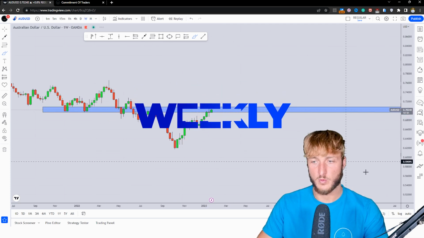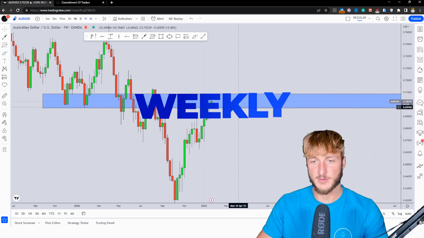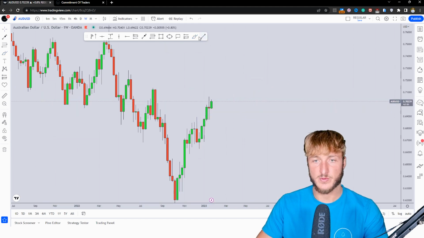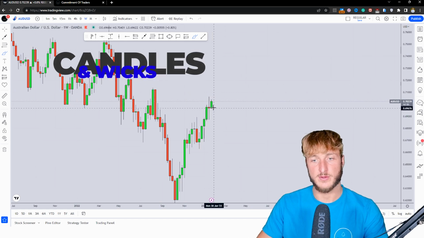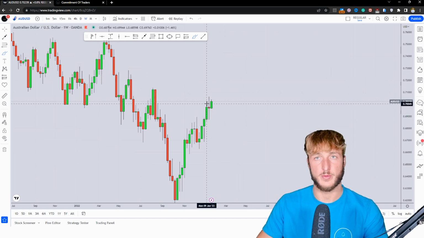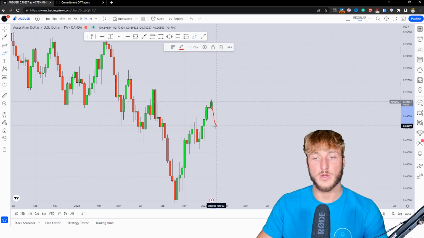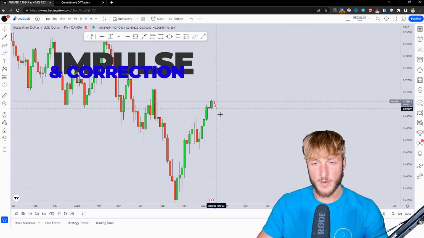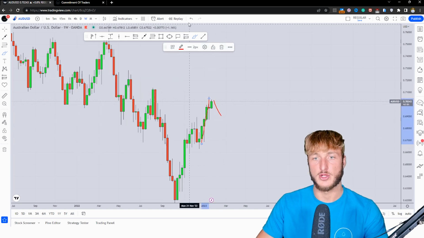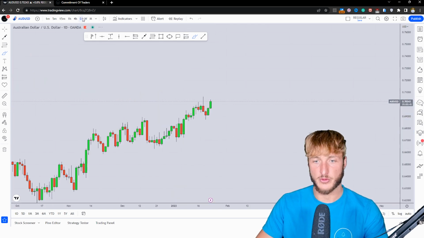Dropping down on the weekly, what do we see? Now, from a weekly perspective, the market last week has already created this candle here, so a red candle which closed very near to where it opened. Now this is a doji, and from here we could expect some bearish price action to the downside, essentially a correction after this impulse.